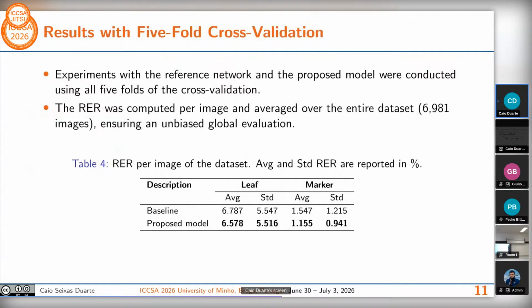After defining the best configuration through the ablation study, we performed the complete evaluation using all 5 folds of the cross-validation. At this stage, we calculated the relative error individually for each image in the dataset, and then computed the overall mean, avoiding bias associated with using only a single fold. And as shown in the table, the proposed model reduced both the mean and the standard deviation of the error for the leaf and the marker compared with the reference model. These results demonstrate that the proposed modifications provide consistent improvements and good generalization across the entire dataset.